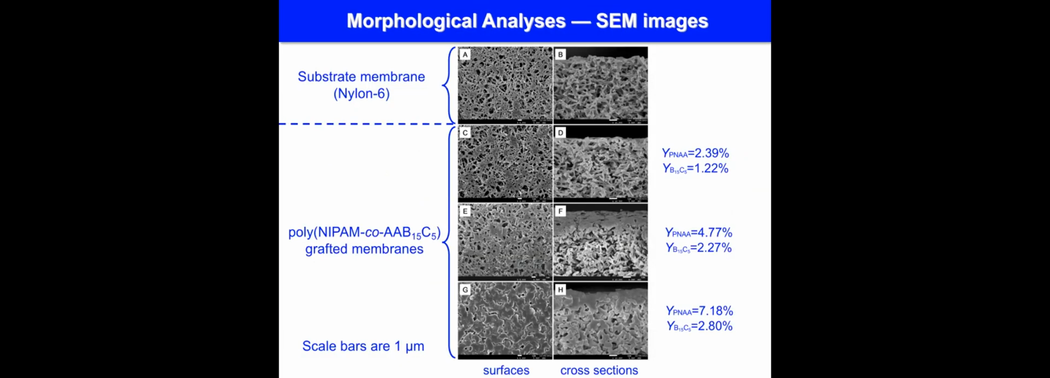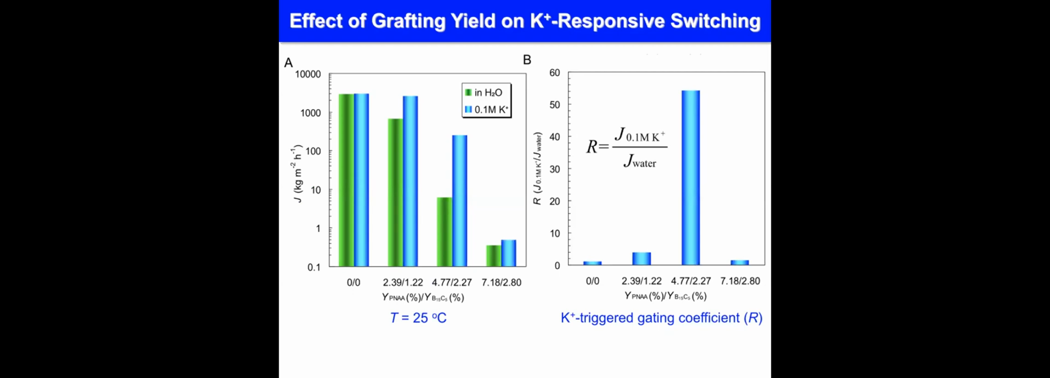First, the SEM image shows that the copolymers can be grafted onto both the outer surface and the inner surface of the membrane pores by using the two-step method. So the more copolymer is grafted, the smaller the pore size. The result shows the potassium response switching factor of the copolymer graft membranes with different graft yield. With increasing graft rate, that is, more graft polymer, the solution flux is reduced in both pure water and potassium solution.